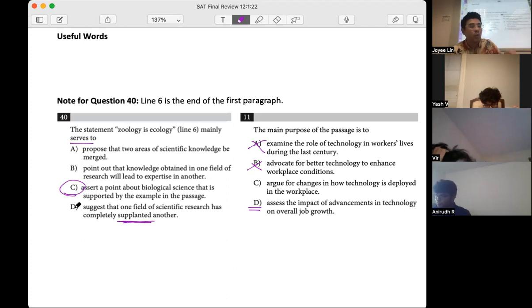And then B says, will lead to expertise. That word expert is loaded, right? Expert means what? You get your bachelor's and your master's and your PhD, then your postdoc, you have 20 years of education. So you have to be very careful with the words you choose. I know it's easy to say, I'm an expert, I played video games for 5 hours last night. But the SAT uses these words very specifically.